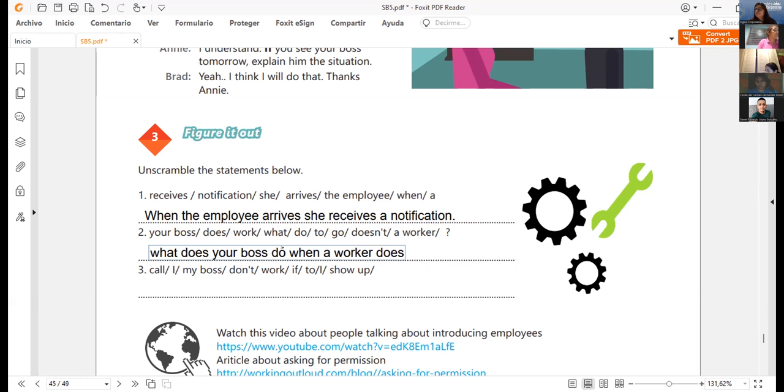Miss, fíjese que a mí se me dificulta bastante hacer eso, como ordenar las oraciones o las preguntas. El orden sí me cuesta bastante. Ya le vamos a poner ahí, que le va a ayudar. No encuentro el símbolo. Ahí está. Doesn't go to work.